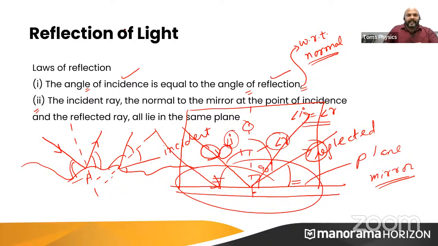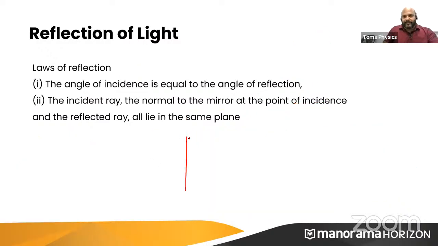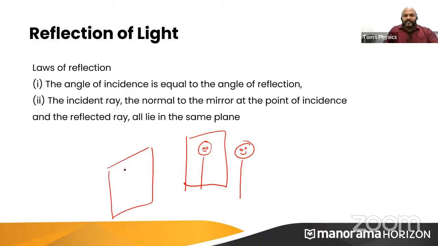I'll just make a diagram for you to understand what I mean by that. Let's say that you have a mirror here and this is you, right? You're very happy and you are seeing your reflection in the mirror. If I put a screen here, I just put a white cloth screen here, will I get an image? Will I see your image here? This is my question. For a plane mirror, will this work for a plane mirror?